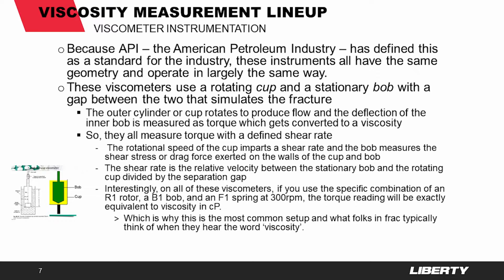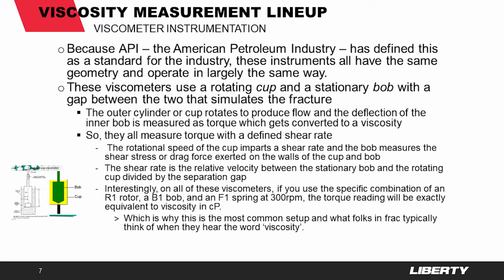These viscometers use a rotating cup and a stationary bob with a gap between the two that simulates the fracture. The outer cylinder, or cup, rotates to produce flow, and the deflection of the inner bob is measured as torque, which gets converted to viscosity. So they all measure torque with a defined shear rate. The rotational speed of the cup imparts a shear rate, and the bob measures the shear stress, or drag force, exerted on the walls of the cup and bob. The shear rate is the relative velocity between the stationary bob and the rotating cup divided by the separation gap.